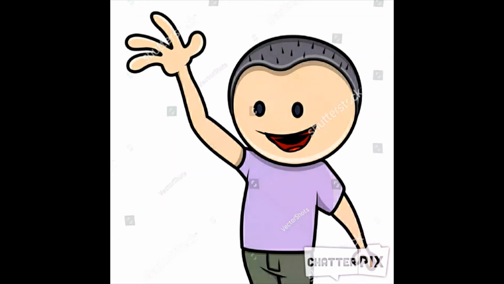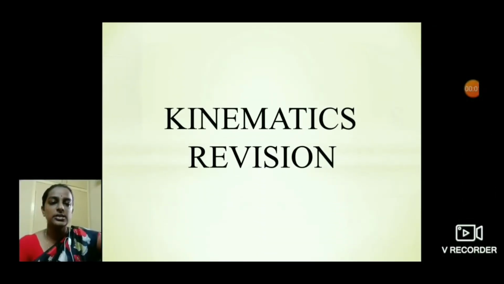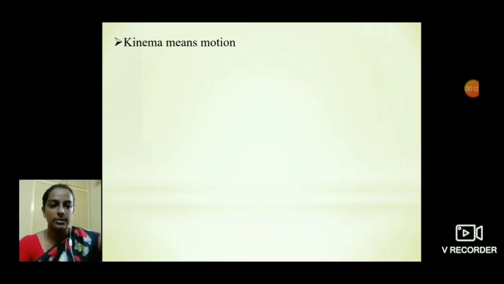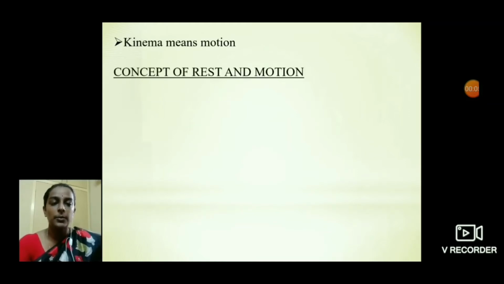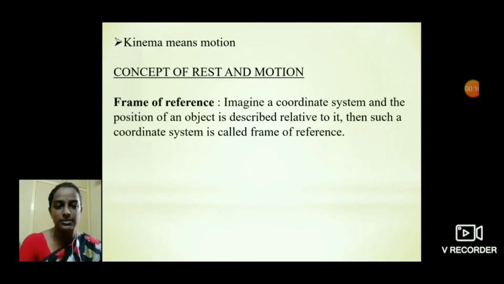Today, let's revise the lesson kinematics. In kinematics, first we learned what the word kinema means, that is motion, and then we learned the concept of rest and motion. In that, we learned what a frame of reference means. I'll just tell you in general.